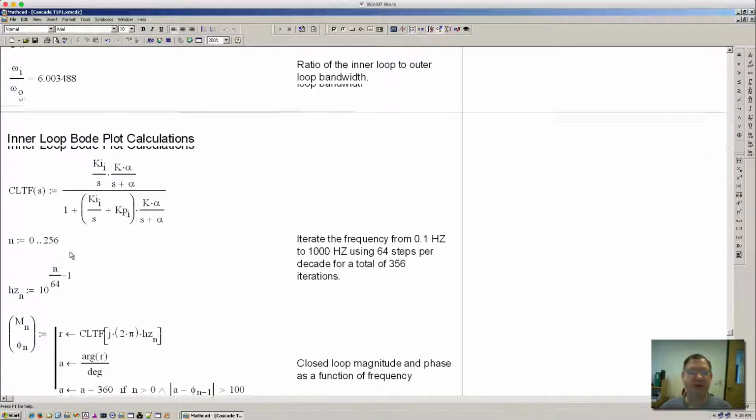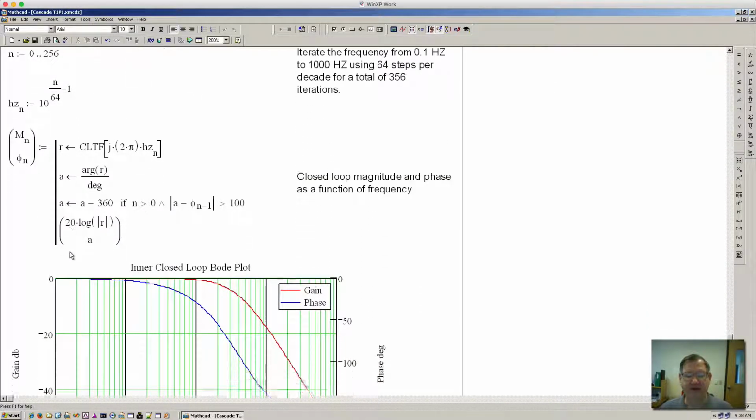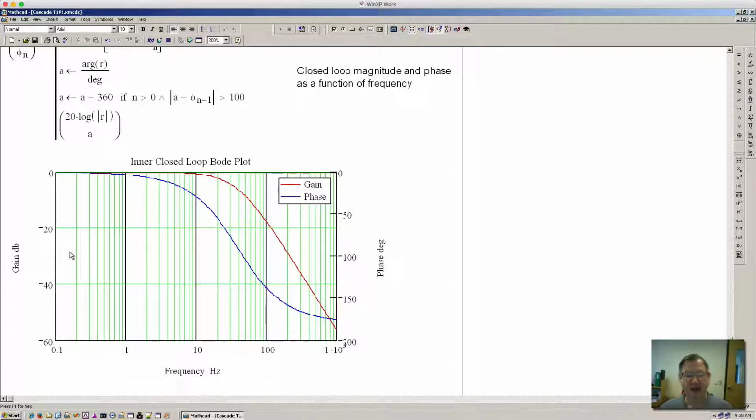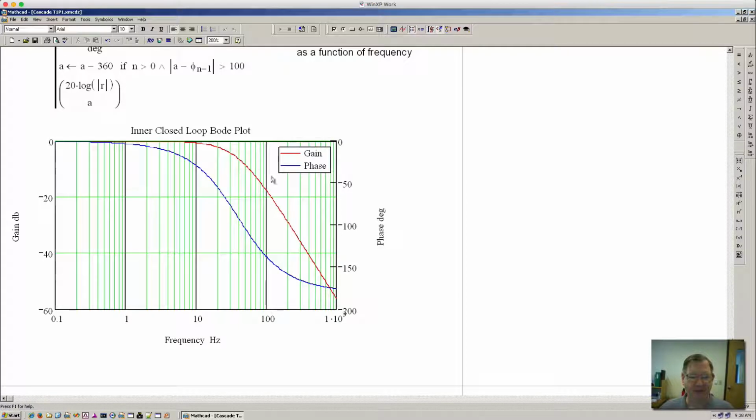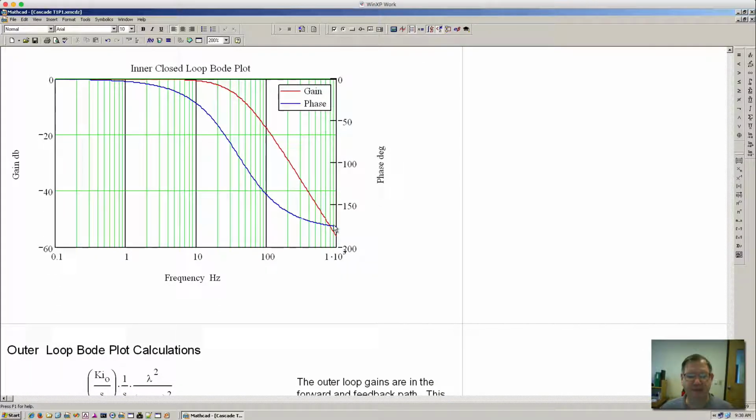So let's look at the Bode plot calculations. These are the same calculations as before, and you can see that because we have the two poles placed on the negative real axis, we're going to get a response that looks like a two-pole low-pass filter, a real low-pass filter. You can see that with two poles, you're going to have 90 degrees of phase lag per pole at the higher frequencies.